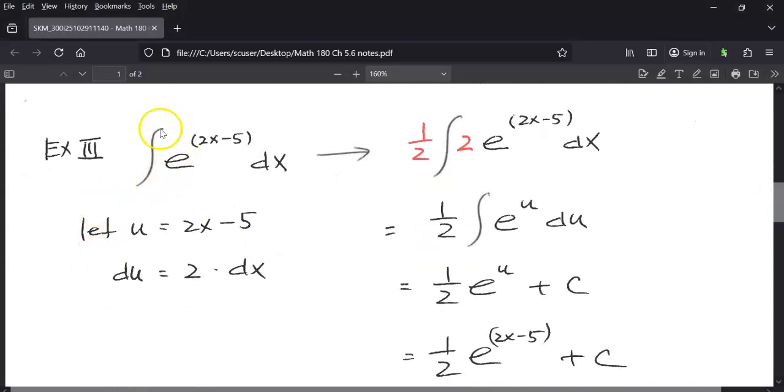Example 3. The integral of e to the 2x minus 5 dx. If we let u equal the exponent here, u equal to 2x minus 5, du equal to 2 dx. We have the dx, we're missing the 2, so we're going to add the 2 inside the integral and then put 1/2 outside. So 1/2 and 2 cancel each other out, so we're not changing the value. So 1/2 integration of e to the u du. Now, we know the integration of e to the u is going to be e to the u. So it's going to be 1/2 e to the u plus c, and once we're done, we plug in u as 2x minus 5, then we'll find our final answer.